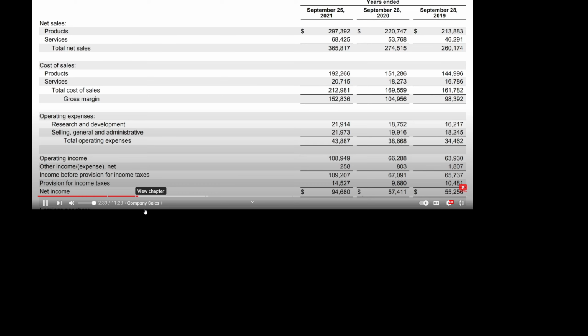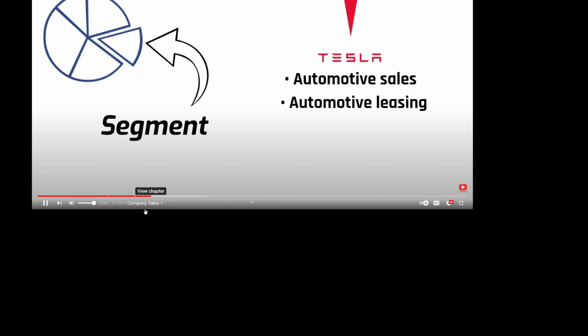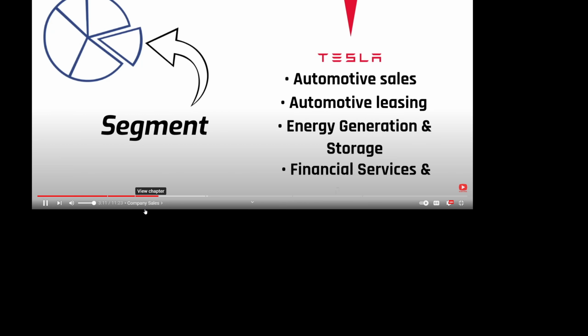At the top of any income statement, the first and important line is the company's sales. Companies will usually break down their sales into different segments or by geographies. This is because companies want to provide more detail around what makes up their sales. So if you look at Tesla, for example, you can see that they break down their revenue into automotive sales, which is revenue from selling vehicles, automotive leasing, which is essentially renting the vehicles to customers over a relatively long period of time. And then they have energy generation and storage. This is where the company has its solar panel business. Then financial services and others.